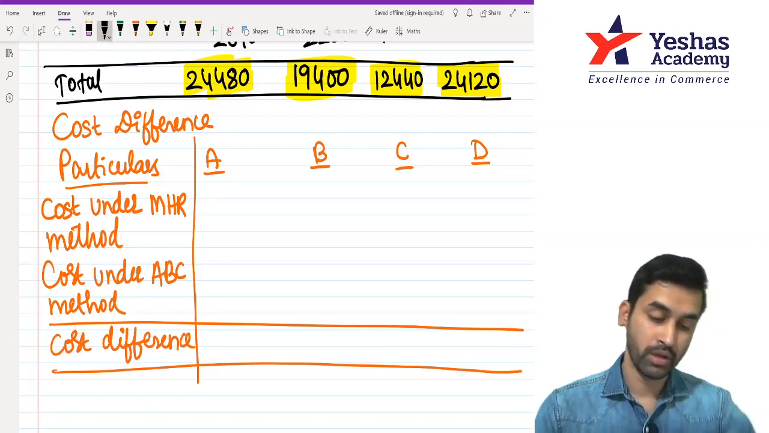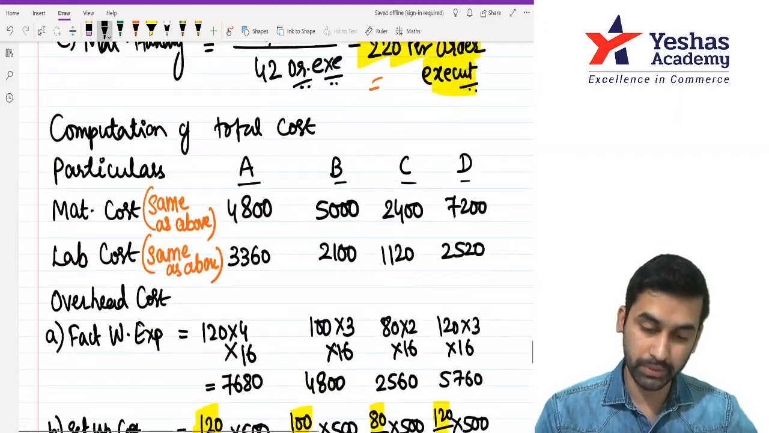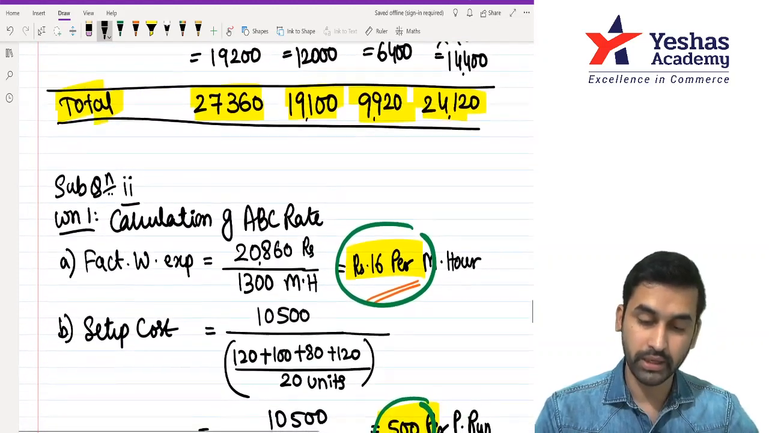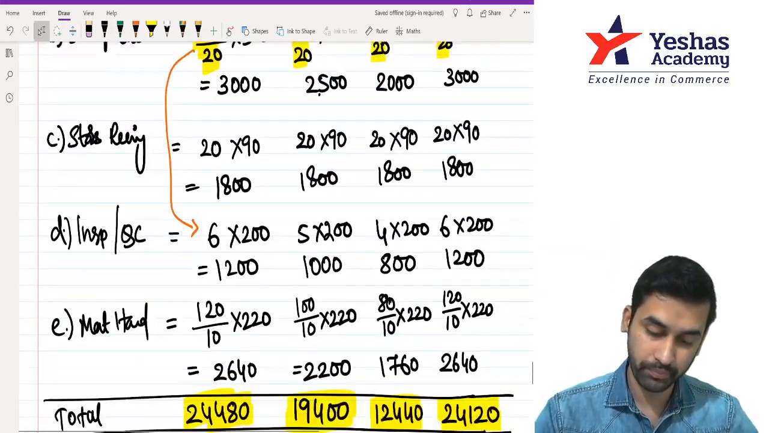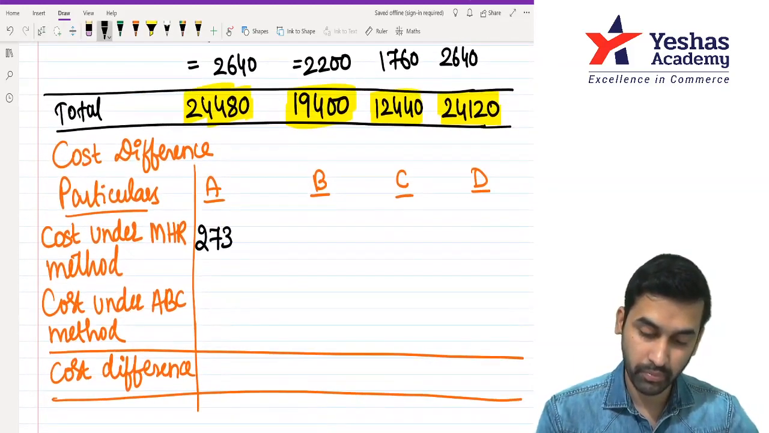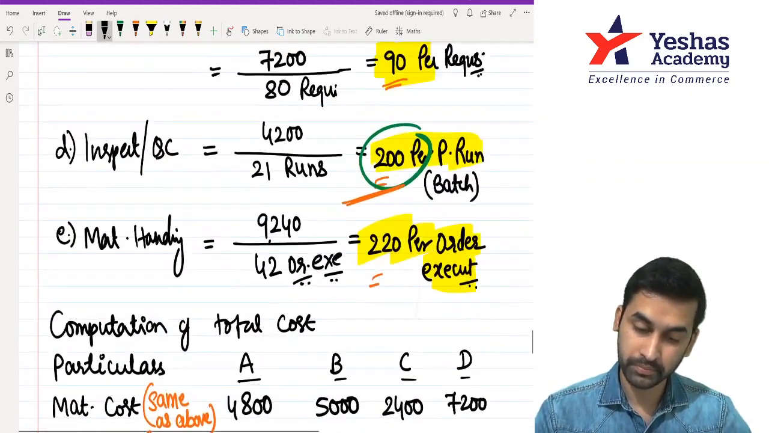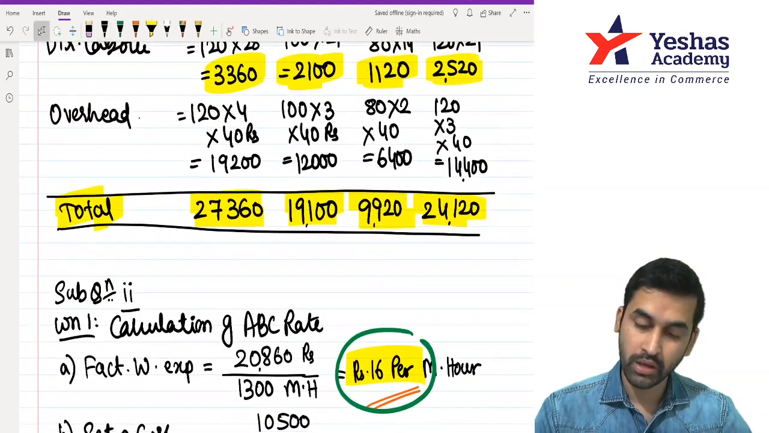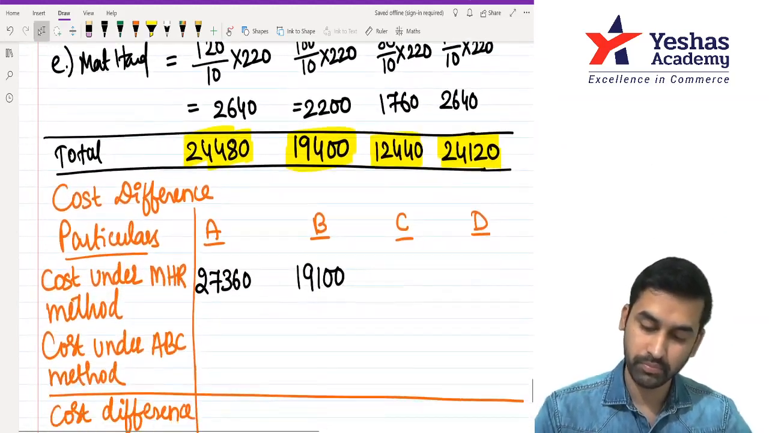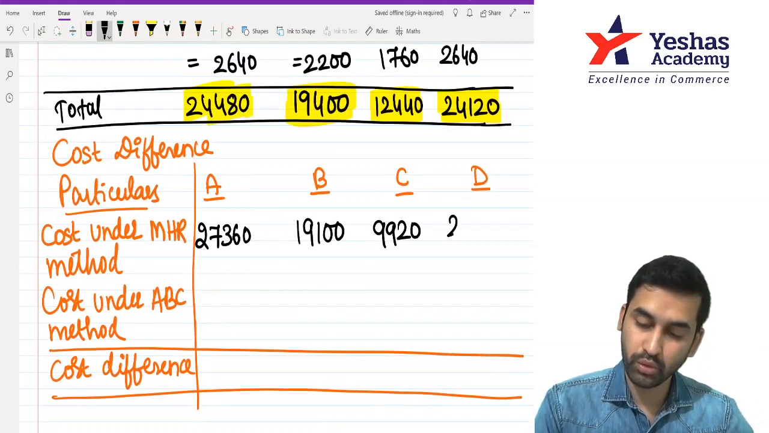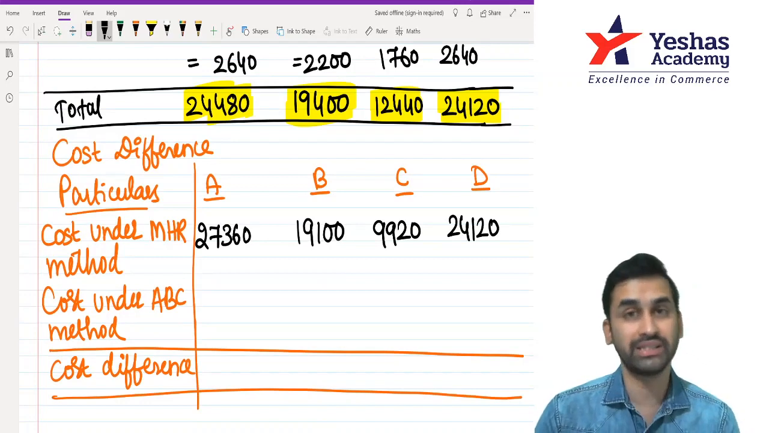Correct. Now cost under MHR method is there in your first answer. Let me scroll up. Yes, here it is. 27360, 19100. Next, 9920, 24120. Correct. This is under first MHR method.